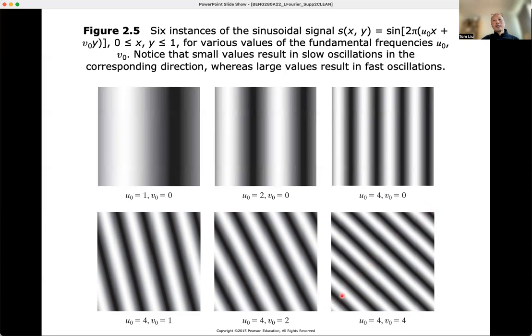Okay? So that's important to keep in mind, that the direction of propagation of the wave is going to be given by the coordinates. If you wrote a vector 4, 2, that would give you exactly the propagation of these wavefronts.